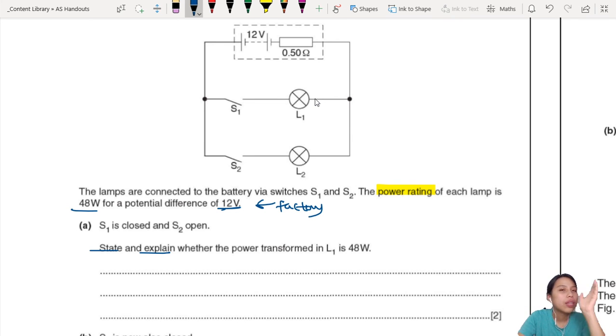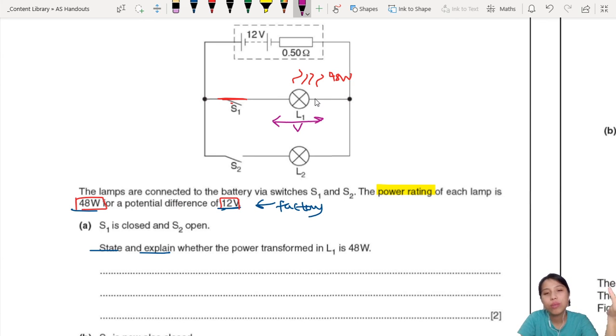So the question is, when you close this switch, will this light bulb give out 48 watts of power? Power rating 48 should give out 48, right? That depends on the potential difference across the light. So from here to here, what is the potential difference? The second bulb pretty much is ignored because its switch is open, so don't care about that one. So the best way to talk about this: is the power transformed 48 watts?